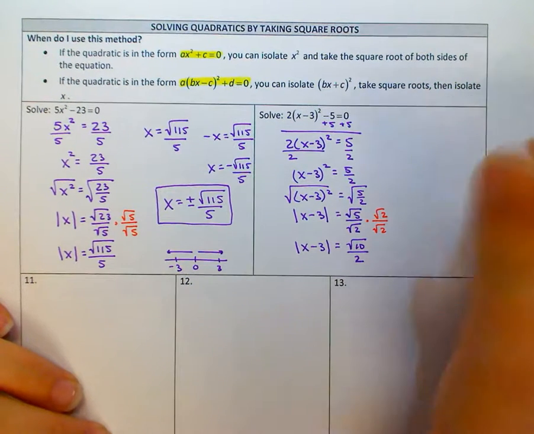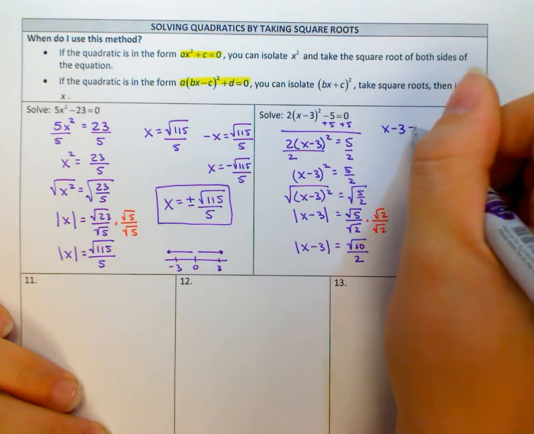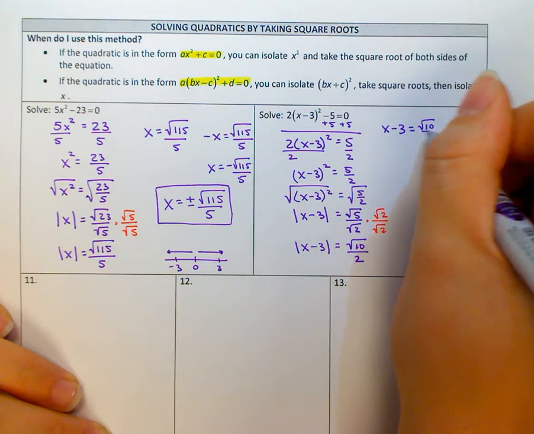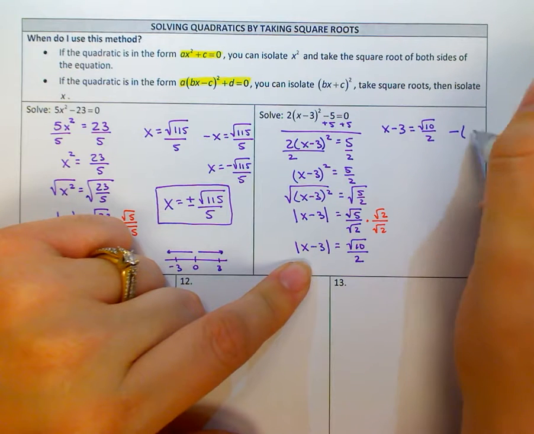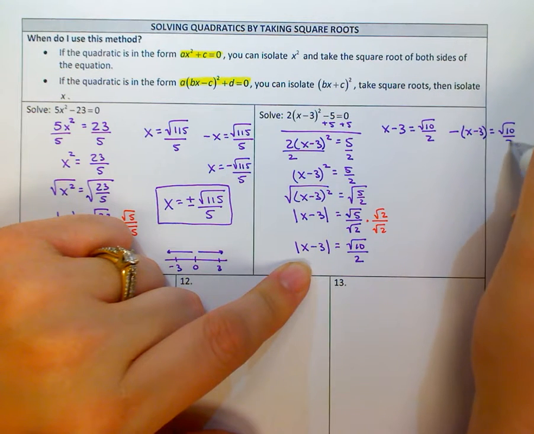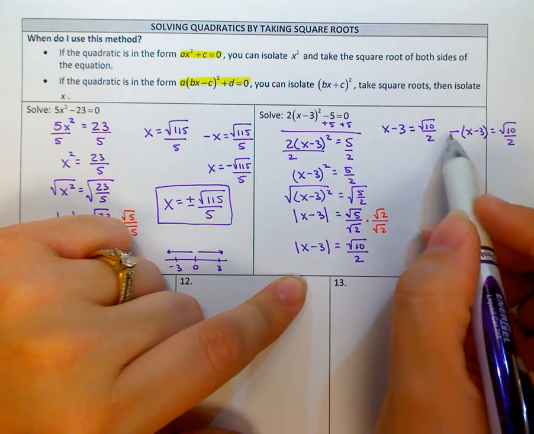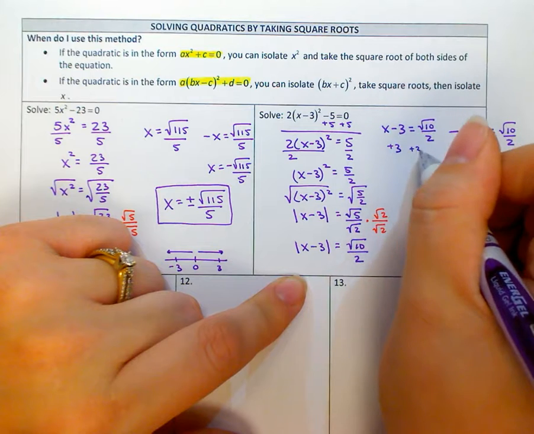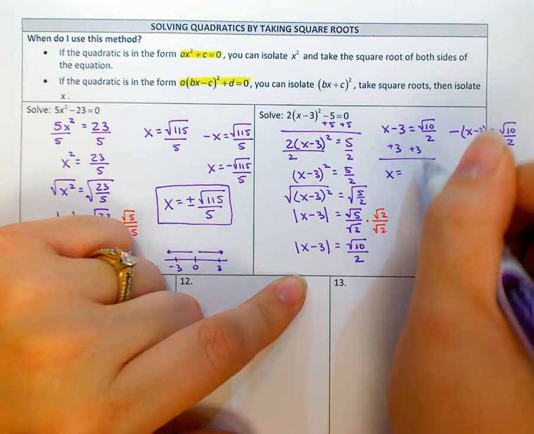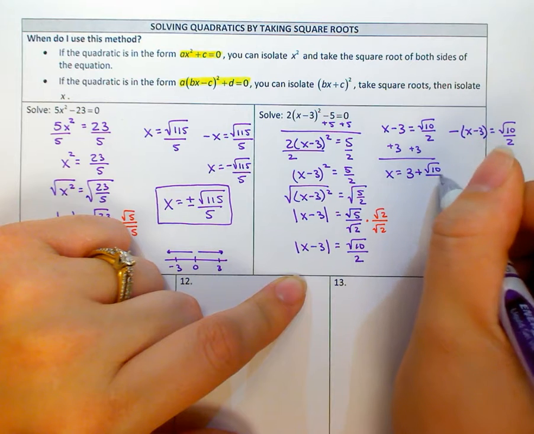Okay? So now at this point we create our two separate equations. So we say x minus 3 equals the square root of 10 over 2. That's one version. Then we say, okay, the opposite of x minus 3 equals the square root of 10 over 2. Notice I put parentheses around x minus 3 and said it's the negative on the outside. Okay? So over here we're going to have to add 3. Now, little problem, we can't add these two things together. So we just say 3 plus the square root of 10 over 2.